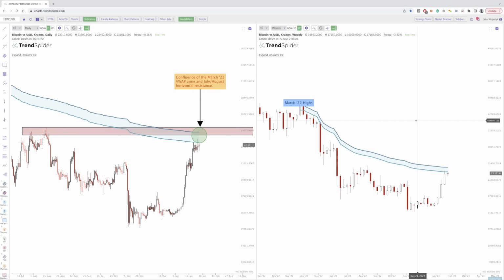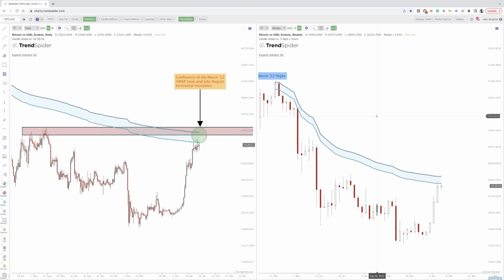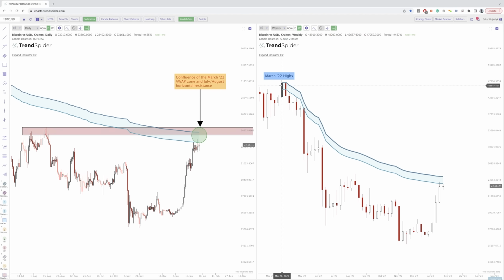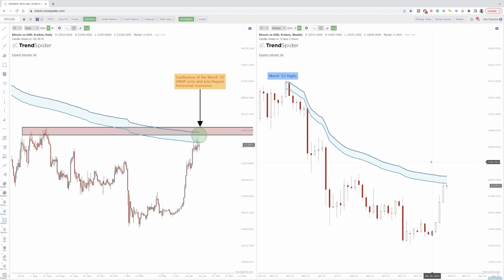So for now, the March highs on the weekly chart are where we're anchoring the VWAP until we get above the top of that zone, which is right around 24.8. Just trading at resistance.